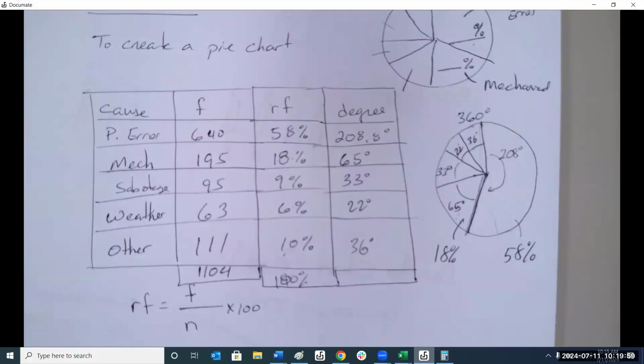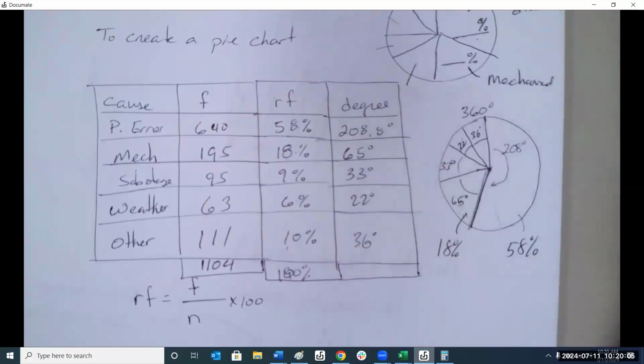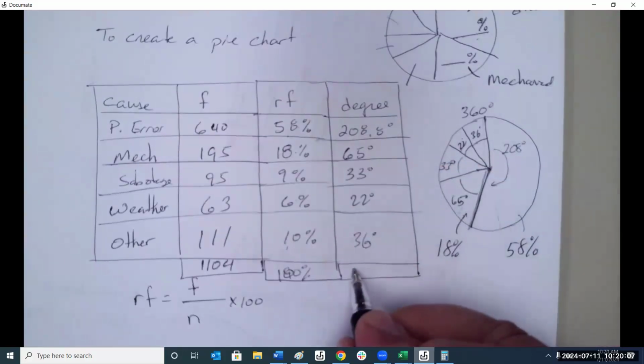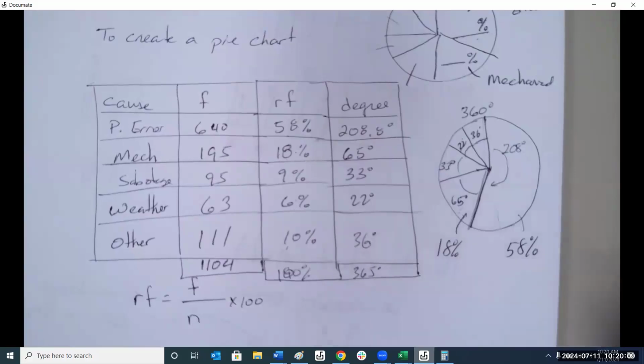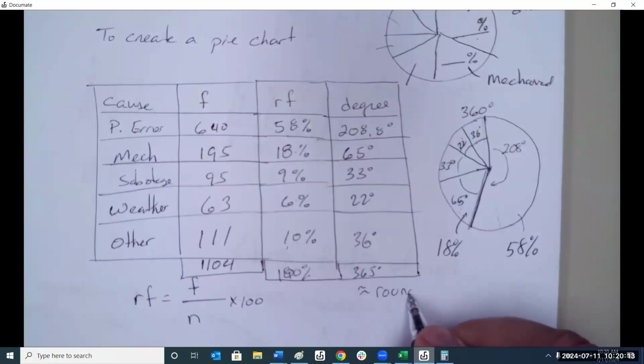Does the total of the degrees have to be 360? Yes, it should be 360. If it's not, that's going to be because of round off error.